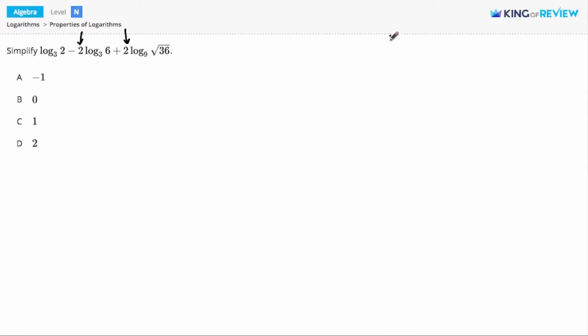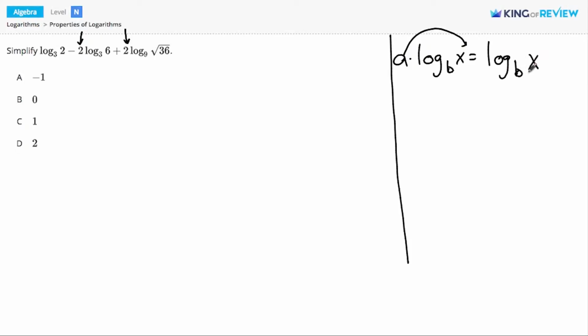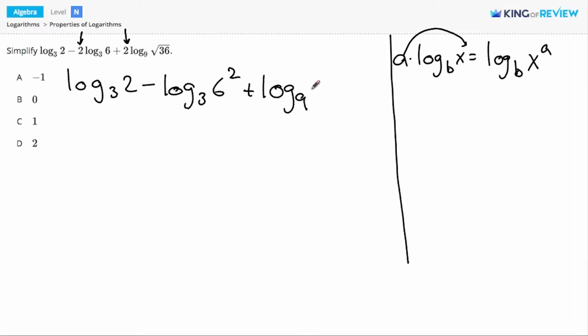So we need to use a property of logs first that says if you have some number a times the log base b of x, we can move the a inside the log, turning it into the log base b of x to the power a. I'm going to apply that to the second and third log in this problem so that we can get these 2's inside the logs. The second log now becomes the log base 3 of 6 squared, moving the 2 inside the log as an exponent. And the last log, by the same logic, becomes the log base 9 of the square root of 36 squared.